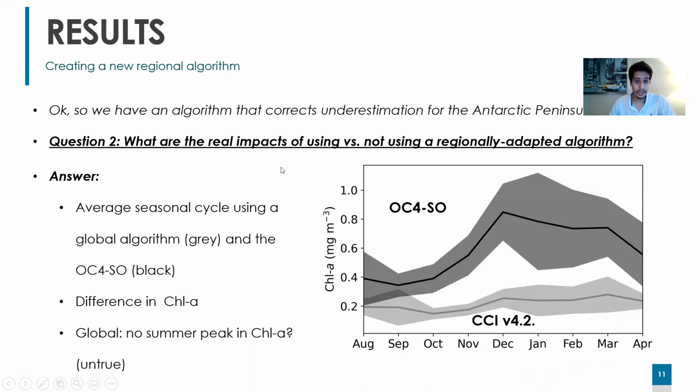We also saw that when applying this OC4-SO to the time series and calculating the seasonal cycle, we see the real impacts of using versus not using a regionally adapted algorithm. Here we have the OC4-SO in black line and the CCI in gray line, and we see that there are many differences. First, the difference in chlorophyll A, then we see that if we use the CCI, we define no summer peak in chlorophyll A in this region, and the OC4-SO corrects this.